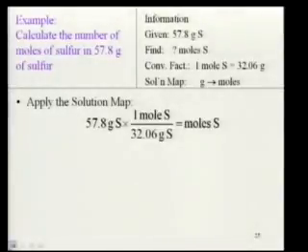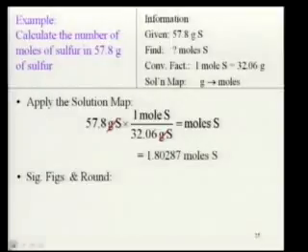Do the math. You would find that after canceling out, there's your raw number. Keep in mind you've got 3 digits here, 4 digits there, so your answer will have 3 digits. 1.80 moles of sulfur. That makes sense, right? Because you told me that 32 grams makes up 1 mole of sulfur, and you have more than 32 grams, so your answer should be more than 1 mole. Okay, that makes logical sense.